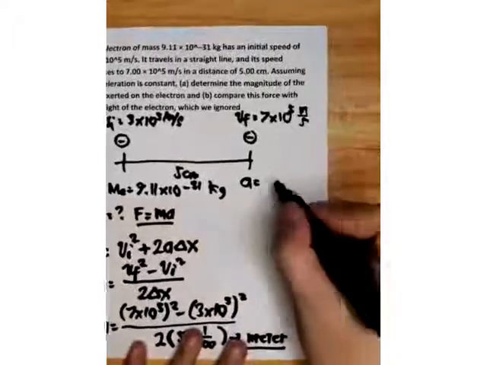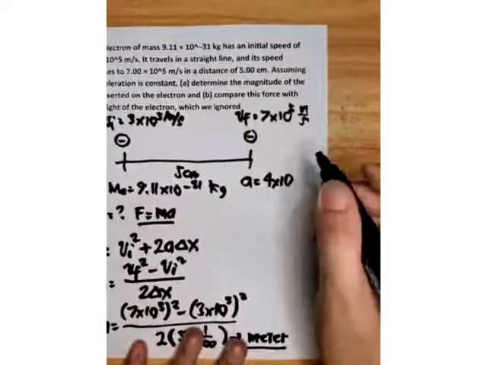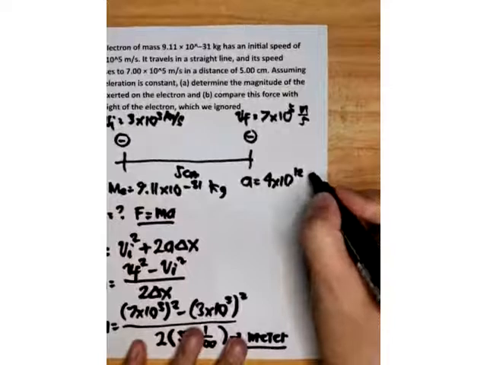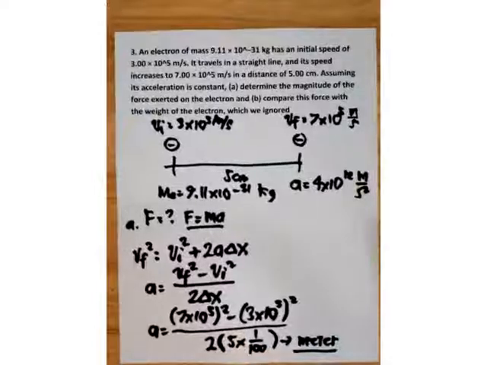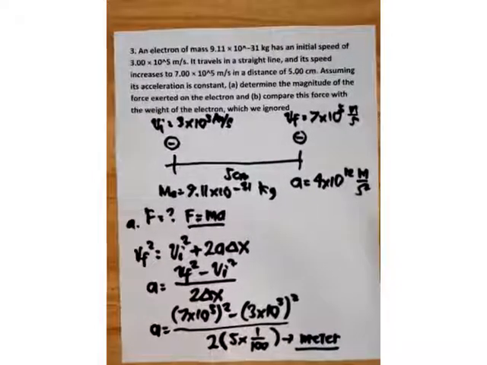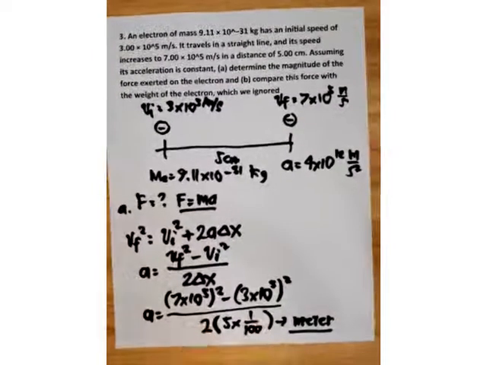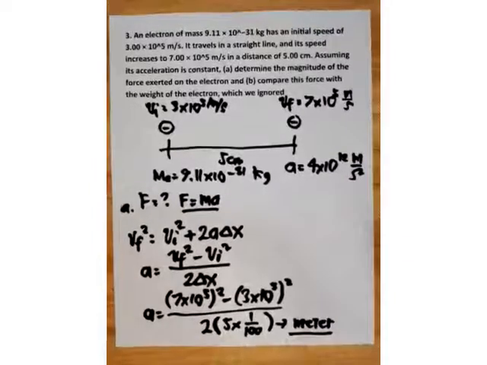Pa-check ako ah. Tama ba yung sagot ko? 4 times 10 raised to 12 meters per second squared. Pa-verify na lang. Baka mali yung computation ko. Okay? Tama ba?